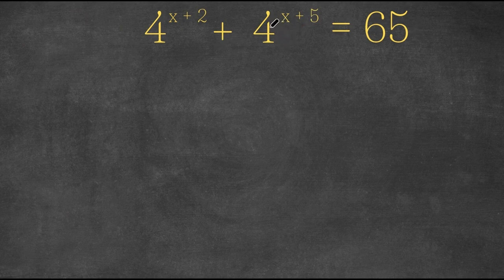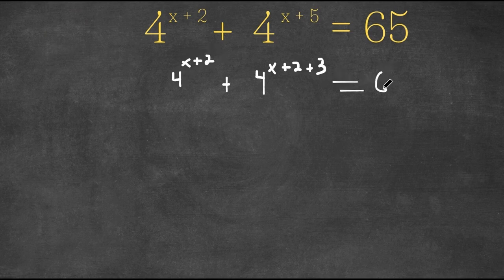So what I'm first going to do is I'm going to rewrite 4^(x+5) as 4^(x+2+3). And we are still adding this with 4^(x+2). And this is equal to 65.